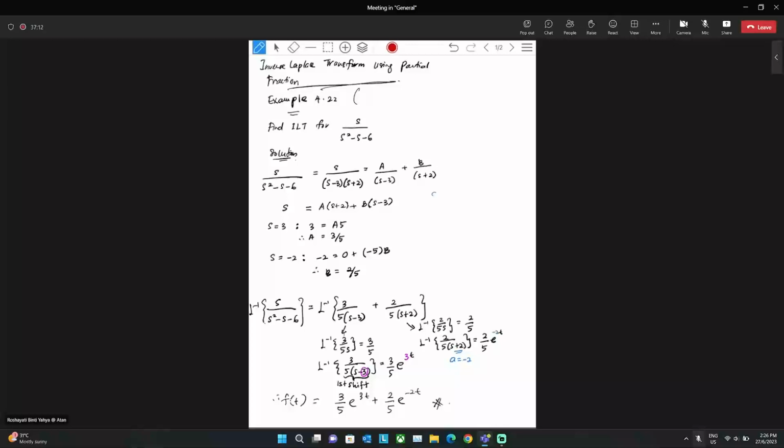Okay. S squared minus S minus 6. So you will get minus 3 and 2. But if you use S plus 3, S minus 2, no, this one you will get S squared plus S minus 6.